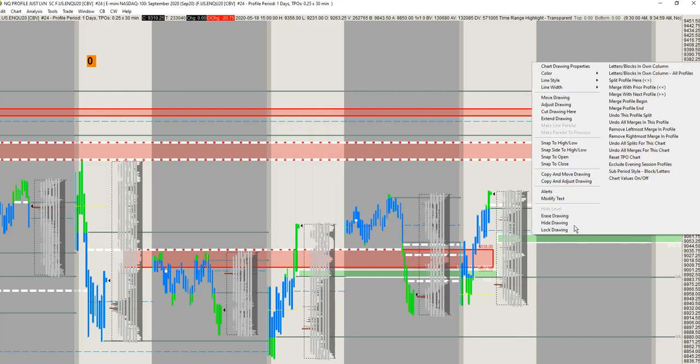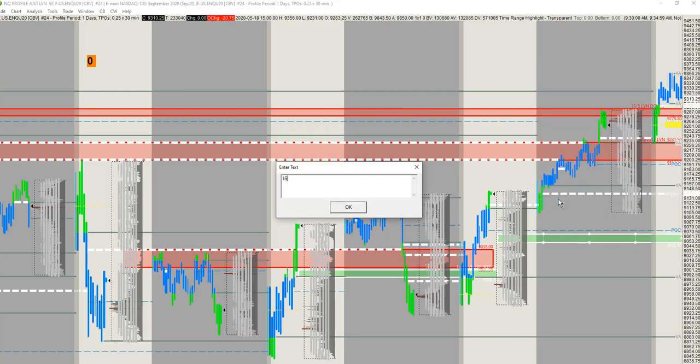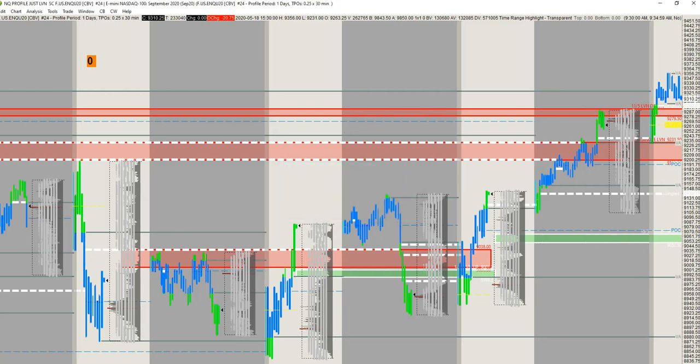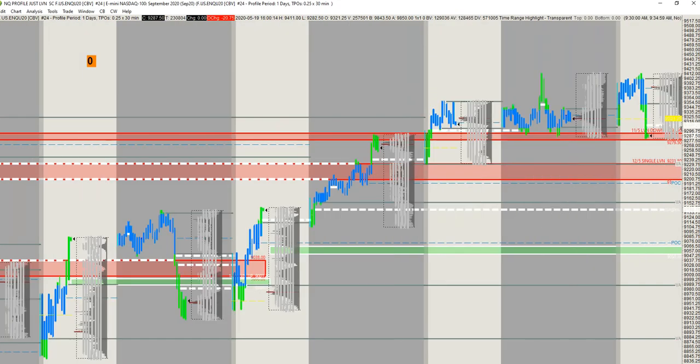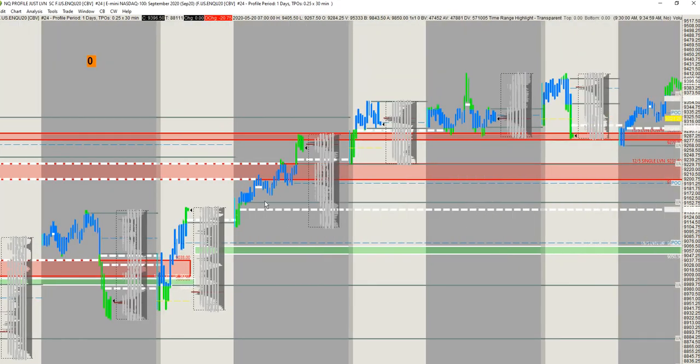So I'm just going to label it as well. 15th of May, low volume node. I'm just putting it up. So basically, that's where the market started going up, right? And very clearly, we did generally trade above it overnight, so that's perfect.